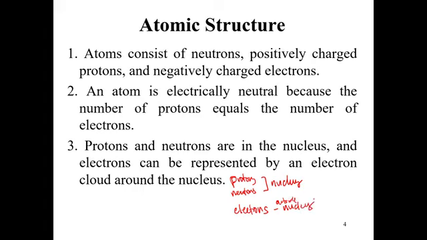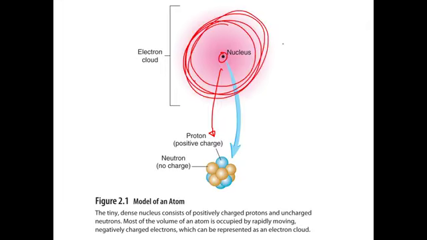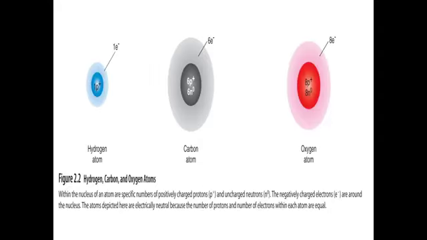It is represented as a cloud because electrons are so fast moving that they occupy an area instead of a single point. This is the structure of an atom. You have the nucleus in the middle, which contains your protons and neutrons, while everything around it is your electron cloud, where your electrons are found. These are some sample atoms of hydrogen, carbon, and oxygen.